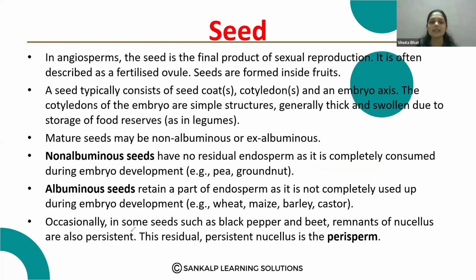In some seeds, like black pepper and beet, these examples are very important, remnants of the nucellus are also persistent. The nucellus that remains is known as perisperm. What is perisperm? That is also a very important question. What is perisperm? And examples. Which of the following contains the remnant of the nucellus? Black pepper and beet. Very important.